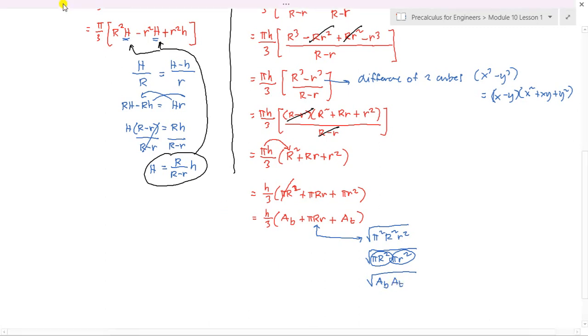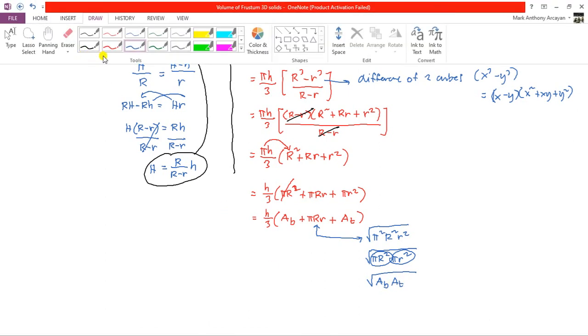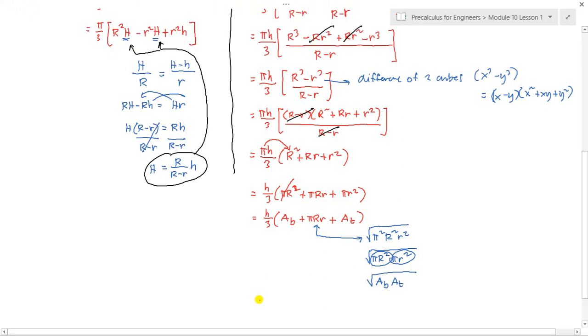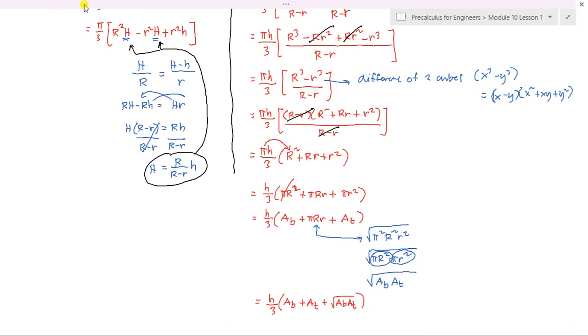So therefore, for a general formula for any frustum, the volume is just equal to the height of that frustum all over 3 multiplied by the area of the base plus the area of the top plus the square root of the product of the area of the base and the area of the top. This is the general formula of a frustum.